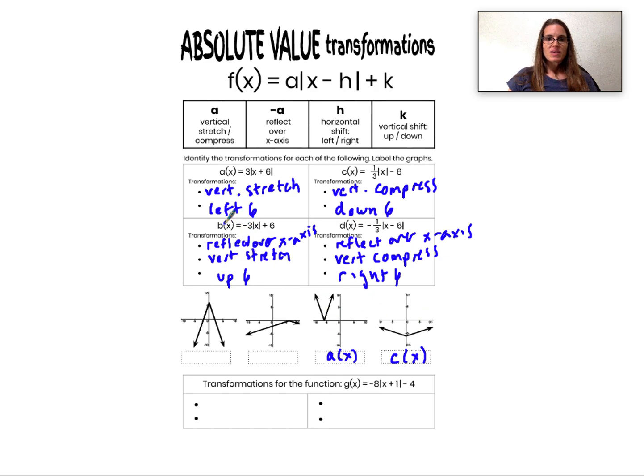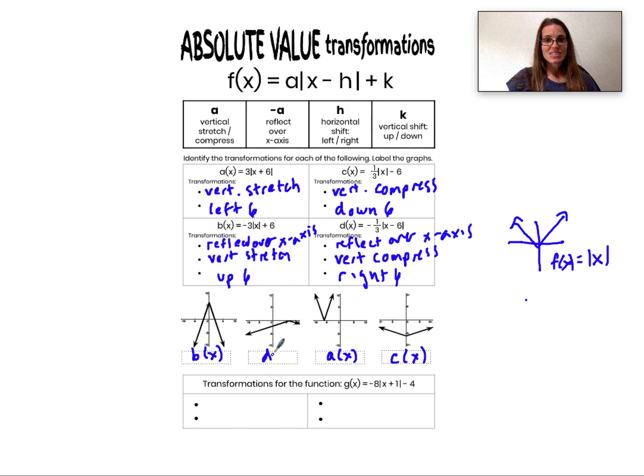Now we're looking for b of x. b of x is reflected over the x-axis, meaning the v opens down. It's vertically stretched, meaning steeper, and it's shifted up 6 as compared to the parent function. So these are not compared to each other. They're all compared to the graph of the parent function, f of x equals the absolute value of x. Okay, so reflected over the x-axis, vertical stretch, up 6, that would be this guy. This is b of x.